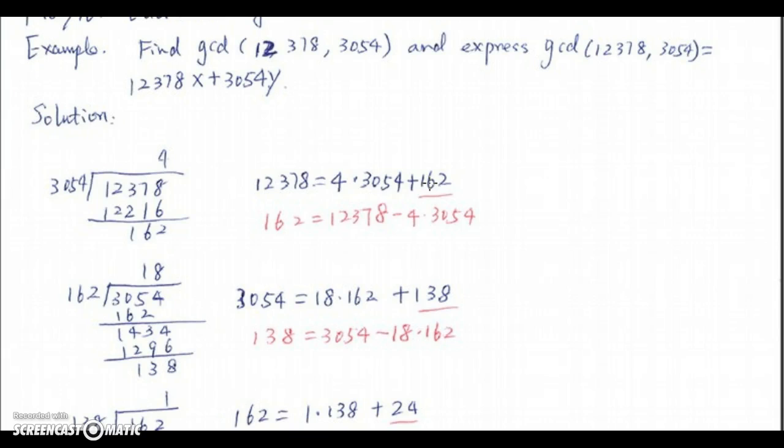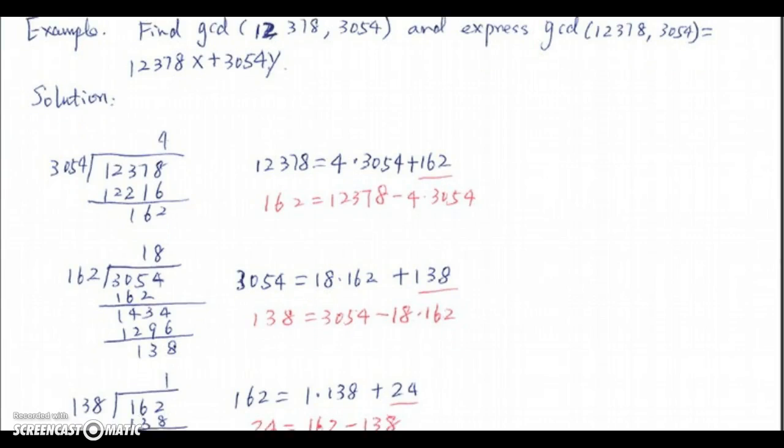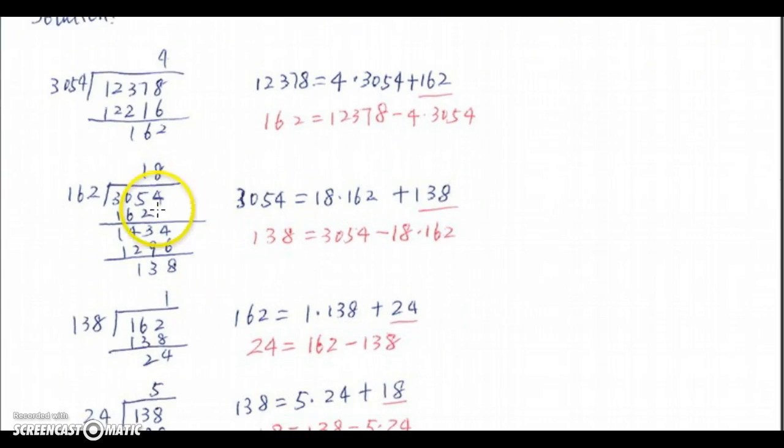Similarly, in the next step, we keep doing this. We take the smaller number of these two and the remainder and divide them. So big one divided by small one. Long division again, we get a quotient of 18 and a remainder of 138. So 3,054 can be written as 18, the quotient, times 162 plus the remainder 138.